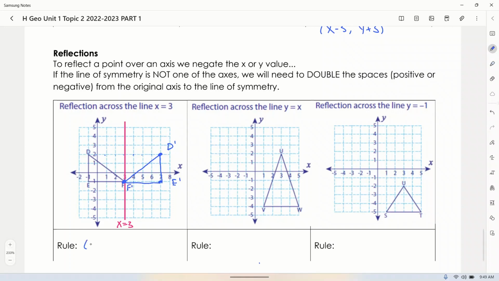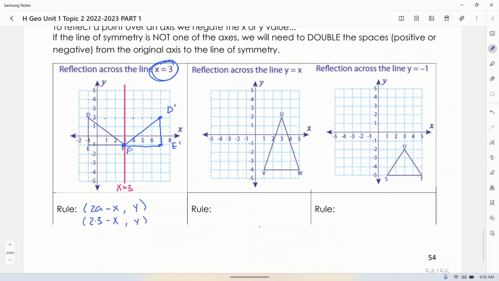But the rule is 2a minus x, comma y. Well, what's our a value? Our a value is 3. So we're going to have 2 times 3 minus x, comma y. Okay, so the rule is going to be 6 minus x, comma y.